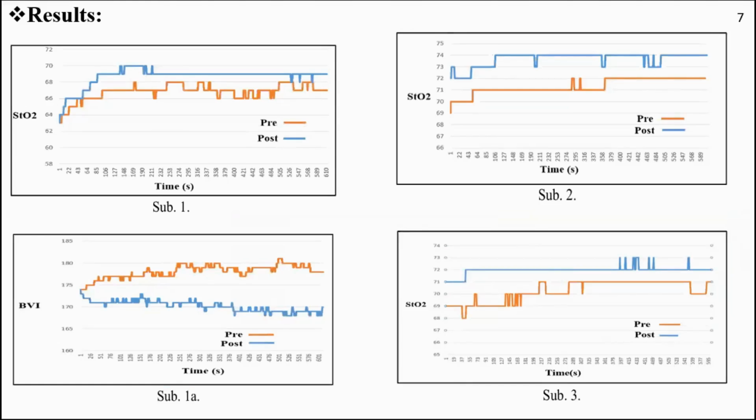You can see subject 1, subject 2, and subject 3. In every graph, you can see the post saturation is much higher than pre. There is a term StO2, which means tissue oxygen saturation, and it is increased over time. And there is one more term, BVI, meaning blood volume index.